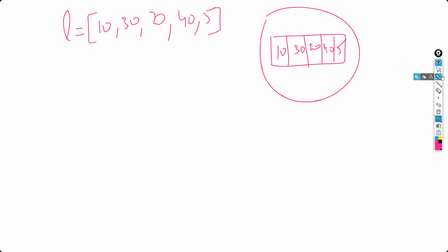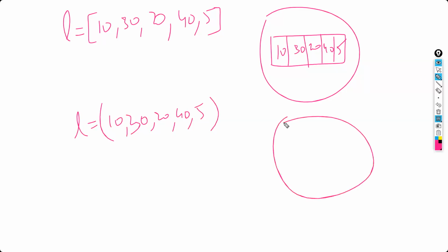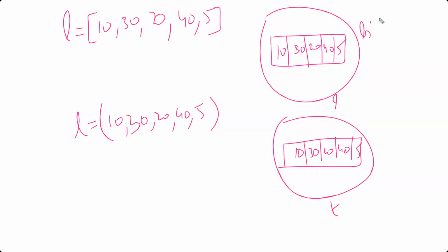Now the same thing, if you write in a tuple, 10, 30, 20, 40, 5. This is T and this is L. This is the list data type. It is a tuple data type. And this is also ordered, so a rectangular box will come.